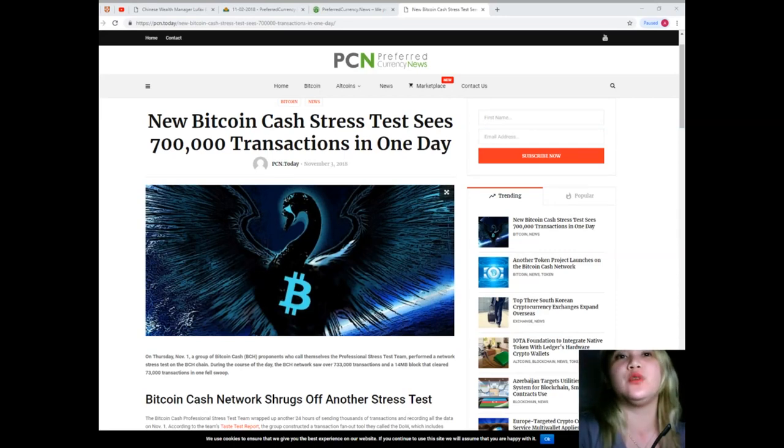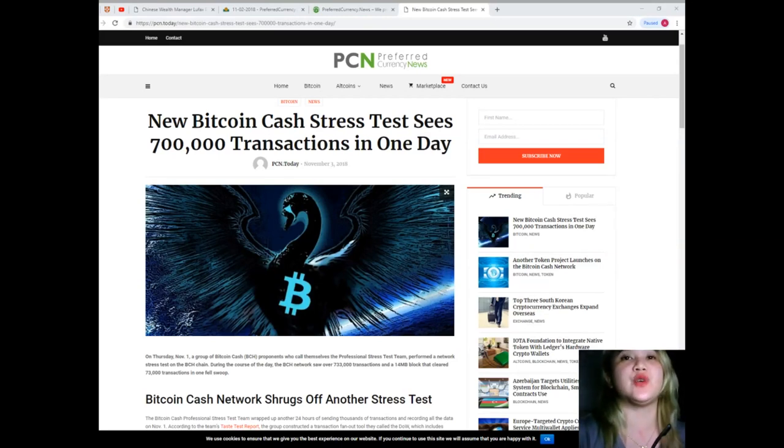So this rate will need to be sustained indefinitely, like 24 hours at least, to achieve the goals laid out in the professional stress test roadmap. And we look forward to delivering on this promise, the stress testers conclude.